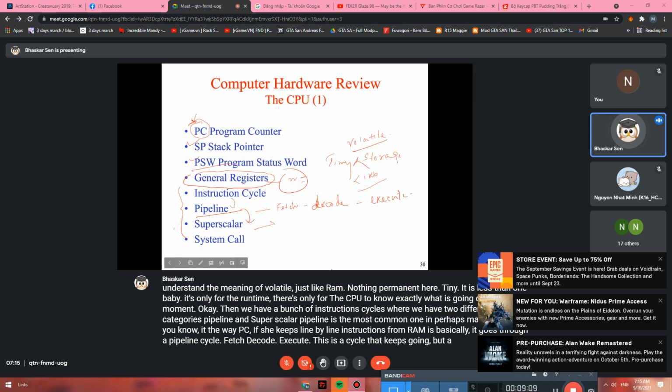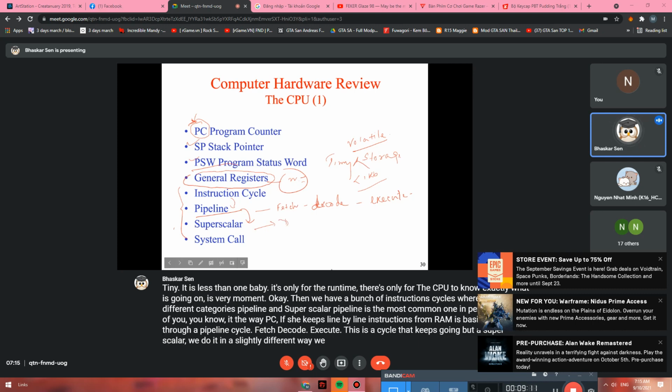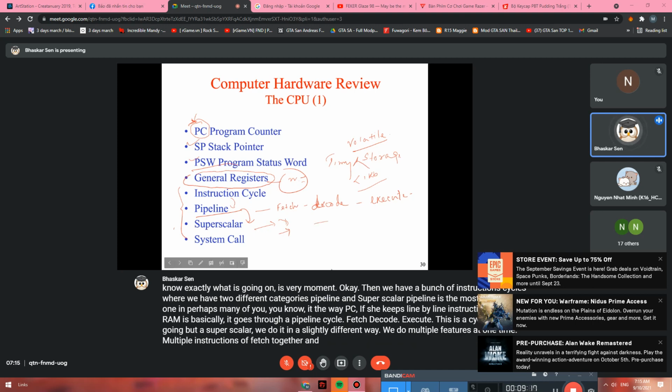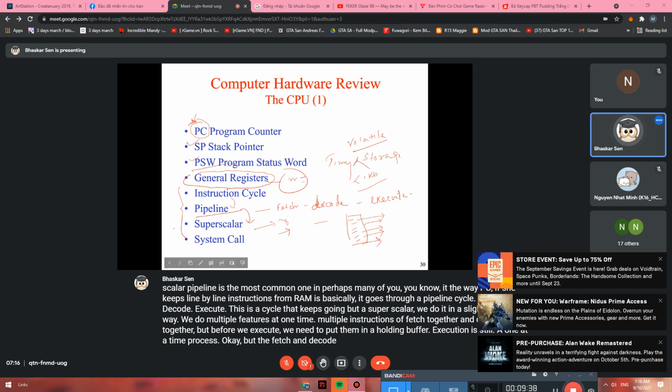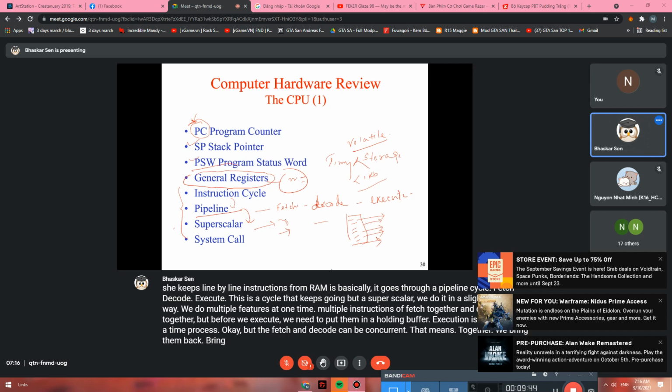But a superscalar, we do it in a slightly different way. We do multiple fetches at one time. Multiple instructions are fetched together and decoded together. But before we execute, we need to put them in a holding buffer. Execution is still a one at a time process. Okay? But the fetch and decode can be concurrent. That means together we bring them in, and then we put them in a holding buffer, and from the holding buffer we execute them.